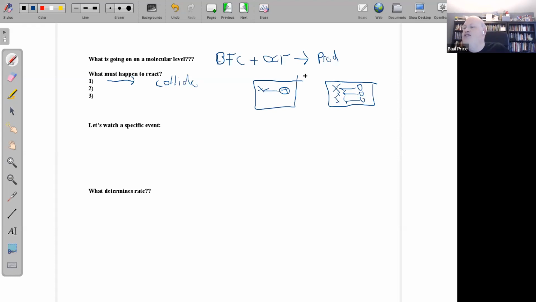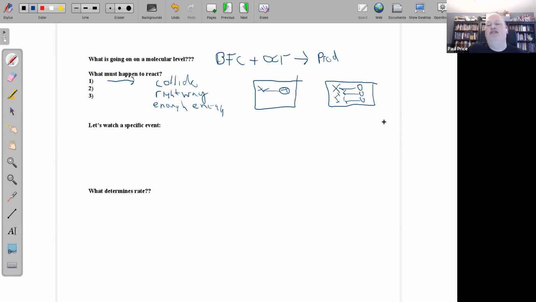A higher temperature would make it disappear faster as well. That's exactly right, because the collision has to satisfy some properties. Not only do they have to collide the right way, they have to collide with enough energy.